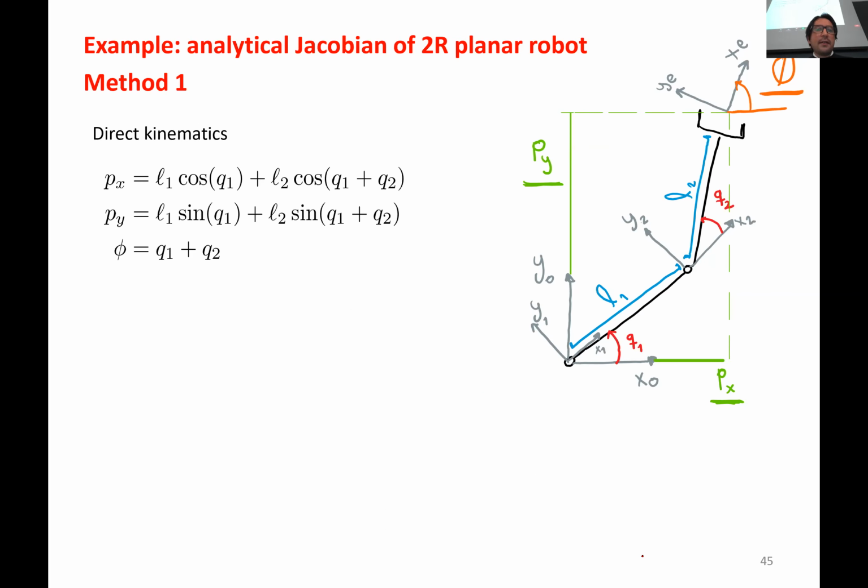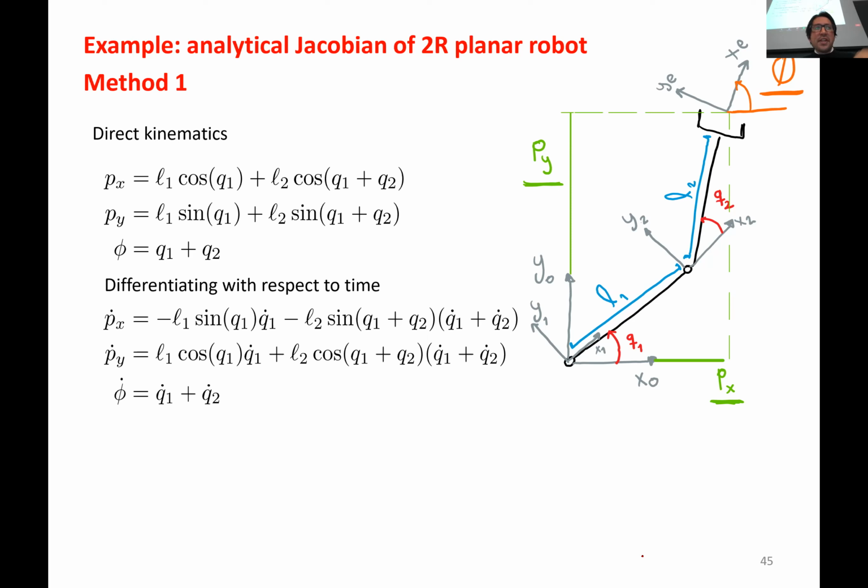So let's see how we can get the analytical Jacobian with our old friend, the 2-link planar robot. Here I'm just showing already the direct kinematics function, which you can obtain both from the direct kinematics that I worked out in the previous part of the lecture, and also by geometrical relationships, because this is a pretty straightforward example.